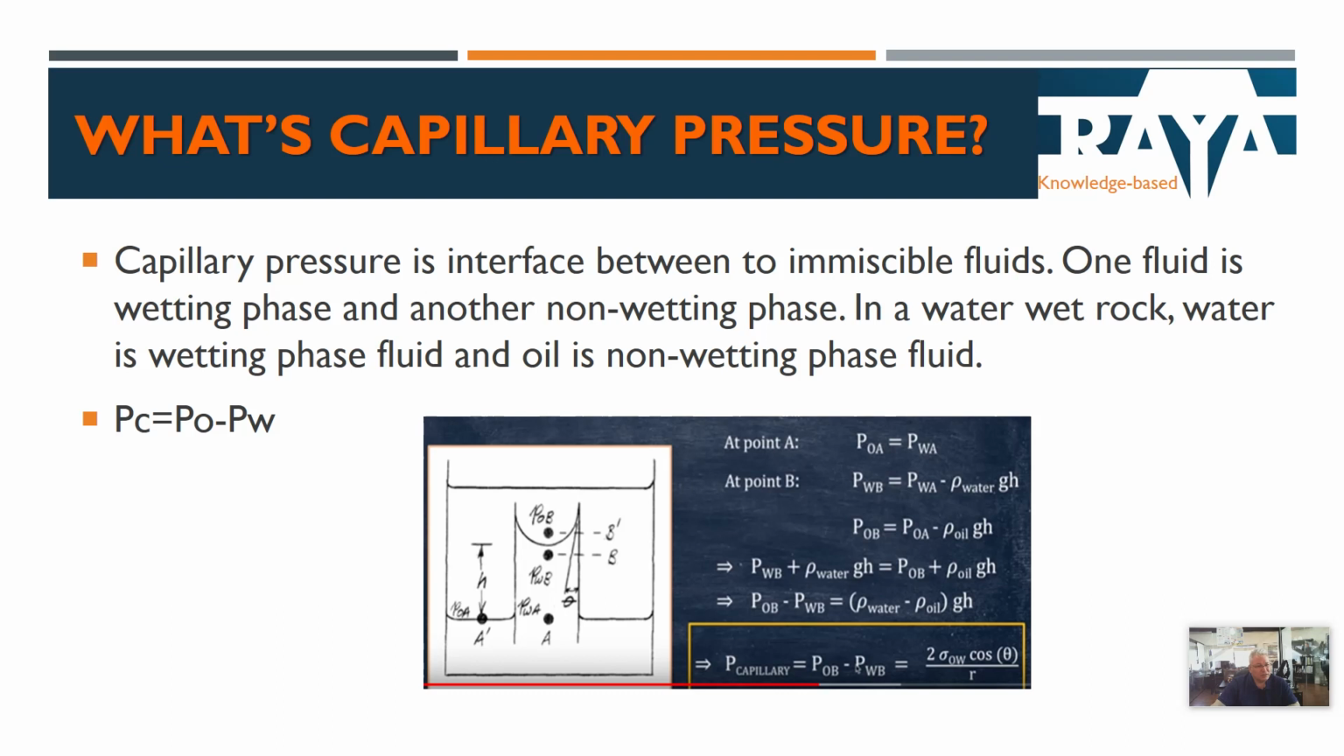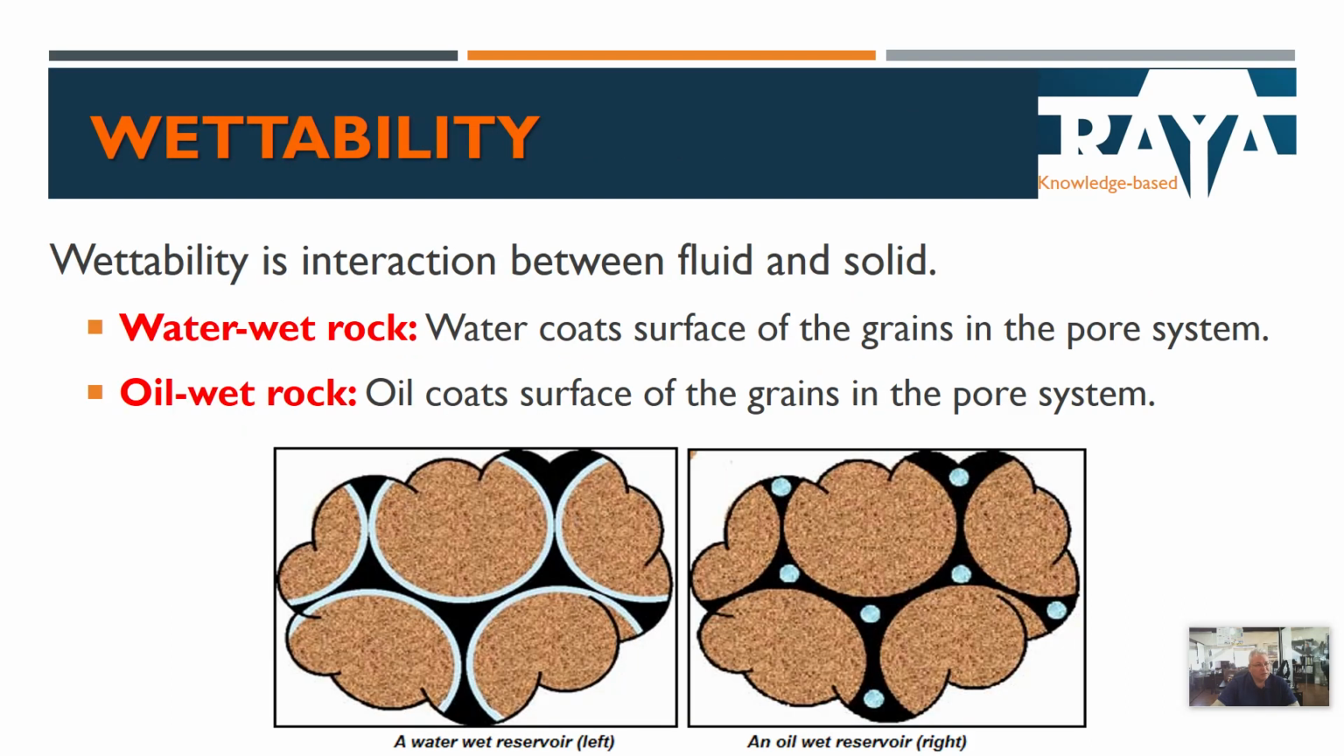The R is the capillary tube radius, which in the pore system is the pore throat. The contact angle is the angle between the two immiscible fluids, oil and water, in the presence of a solid, and sigma is the interfacial tension between the solid and the wetting phase fluid.